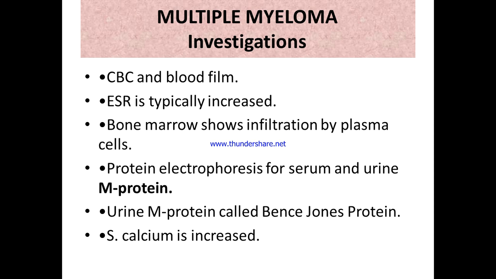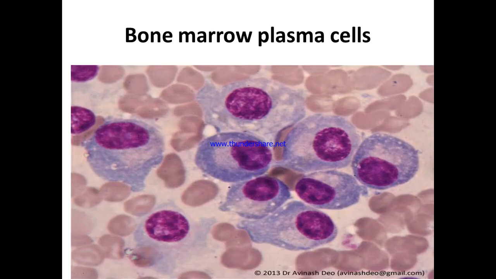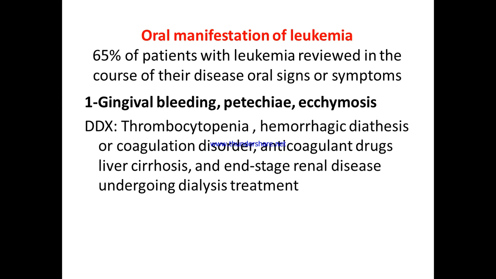Calcium, of course, is increased because there's lysis of the bone, destruction of the bone with liberation of the calcium toward the peripheral blood. So there will be ESR increased, M protein production, Bence-Jones protein, which is M protein in the urine, and serum calcium is increased. These are plasma cells. As we know, the plasma cells have eccentric nucleus toward the periphery. These are, of course, abnormal types of plasma cells, malignant type of plasma cells.